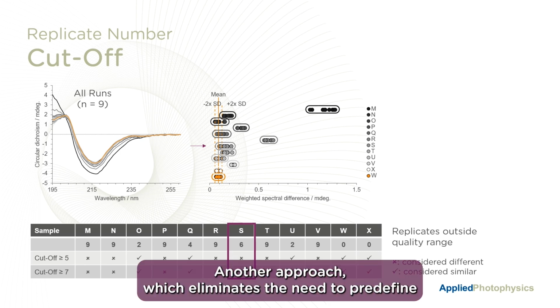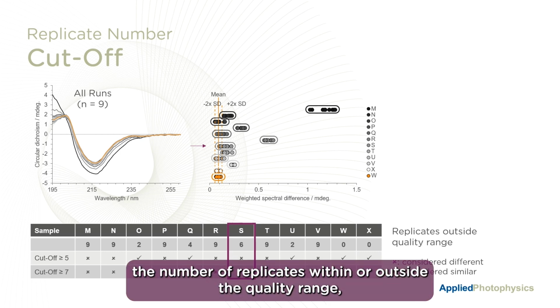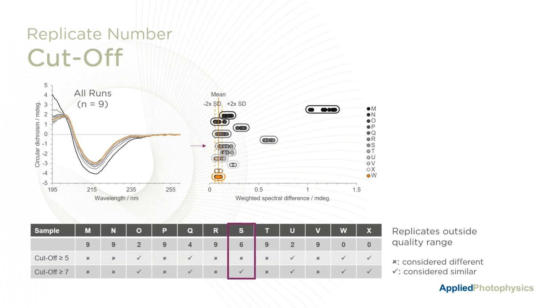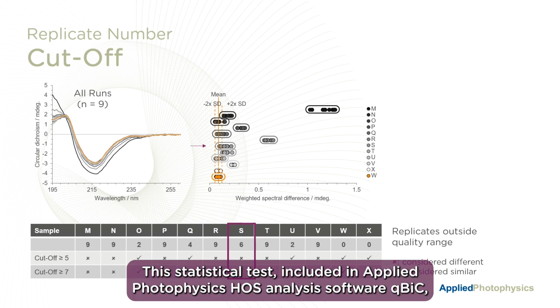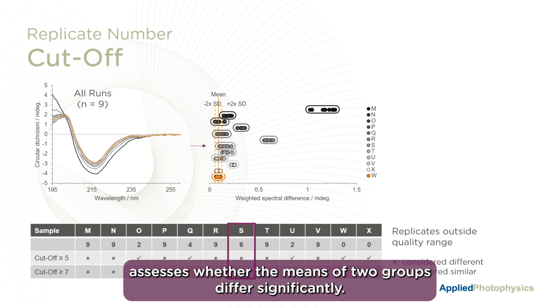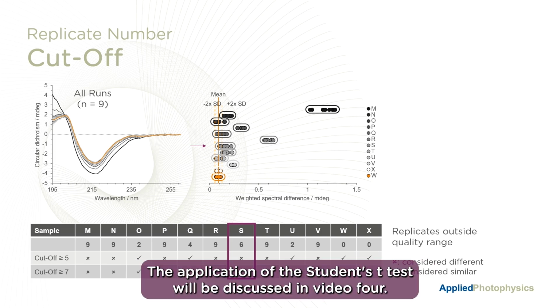Another approach, which eliminates the need to predefine the number of replicates within or outside the quality range, is the use of the student's t-test and its resulting p-values. This statistical test, included in Applied Photophysics HOS analysis software Cubic, assesses whether the means of 2 groups differ significantly. The application of the student's t-test will be discussed in video 4.